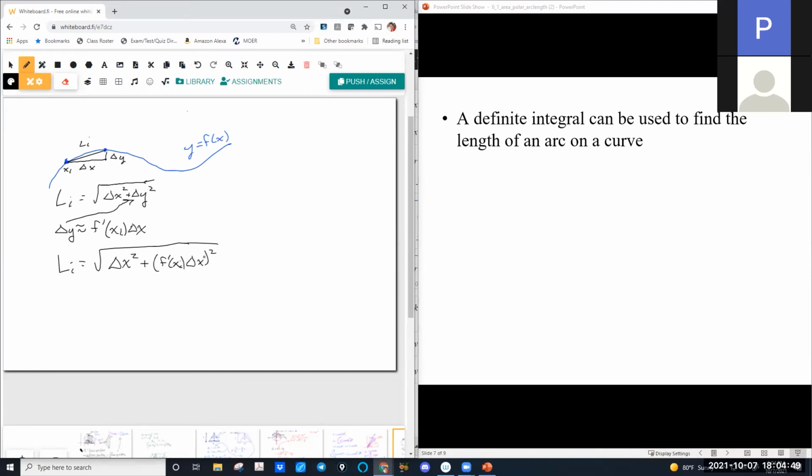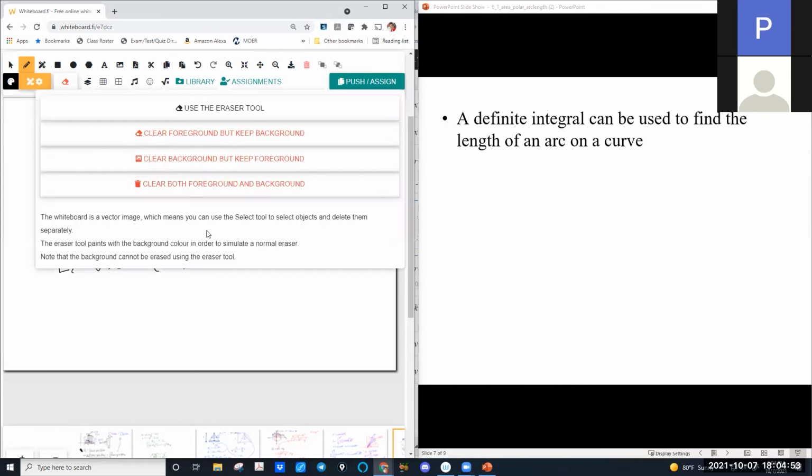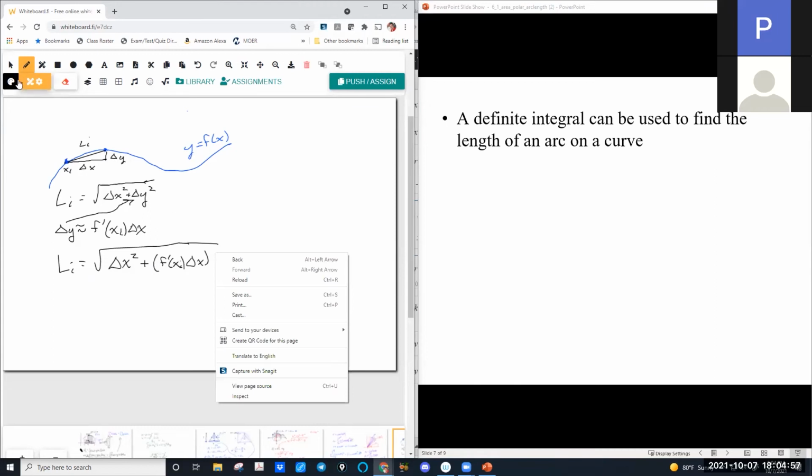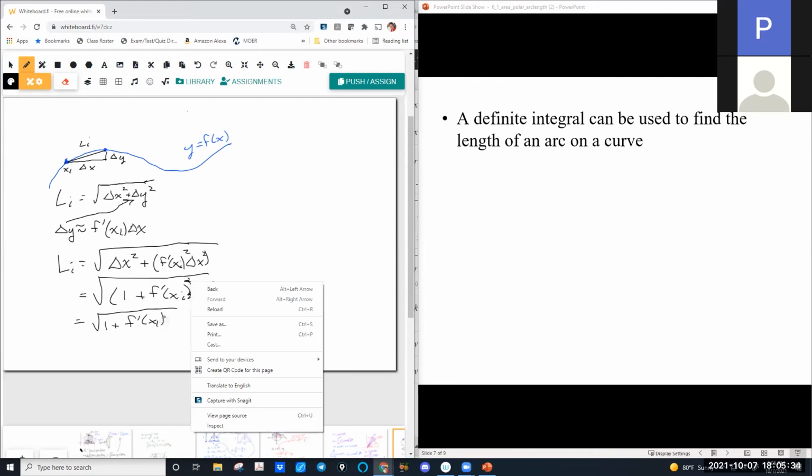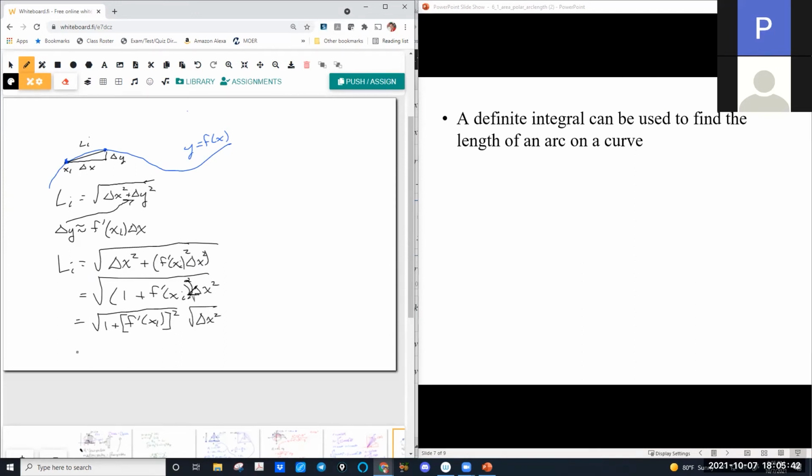Now what we'll do is put that square on both of those terms, so we're going to distribute the square. That allows us to pull the delta x squared out of those two terms. So we end up with 1 plus f prime of x sub I squared, times delta x squared. We can split up a square root over multiplication. So we get the square root of 1 plus f prime of x sub I squared, and then this part's just the square root of delta x squared. And that's basically where our integrand comes from.